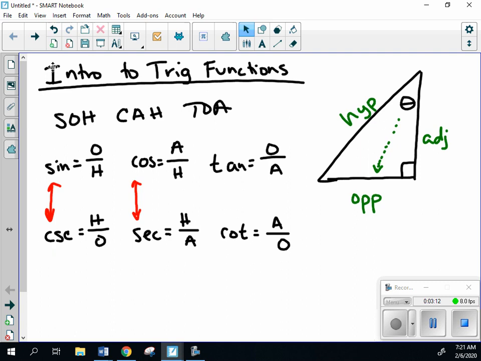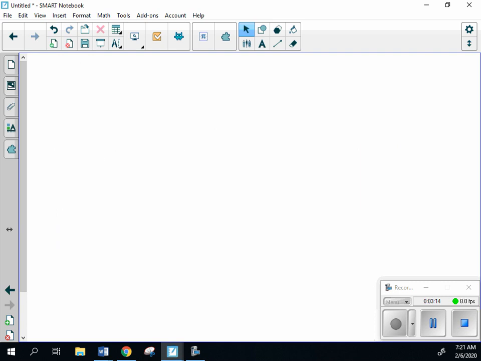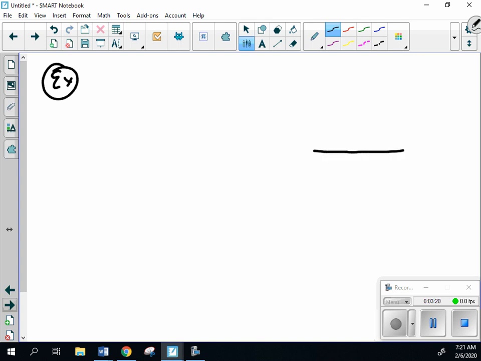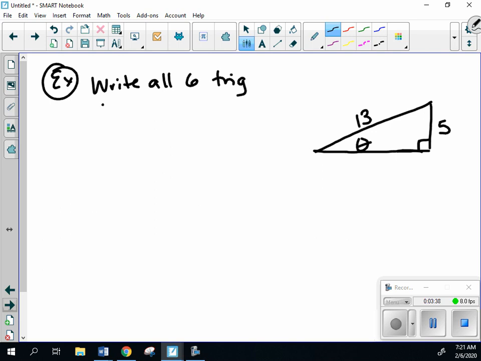So you're going to be asked to find our different trig functions based on a picture. So for instance, write all 6 trig functions. Okay, so this is great. I've got a picture here. 13 is my hypotenuse. Across from the theta is my 5. But I'm missing an adjacent side.